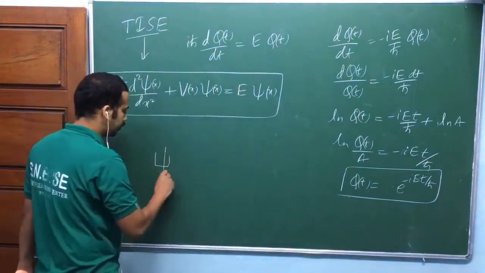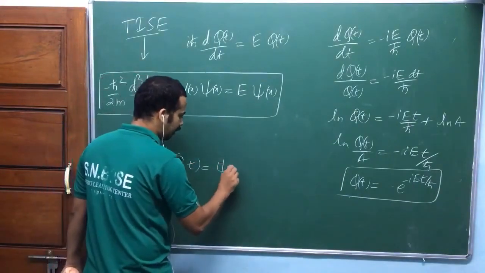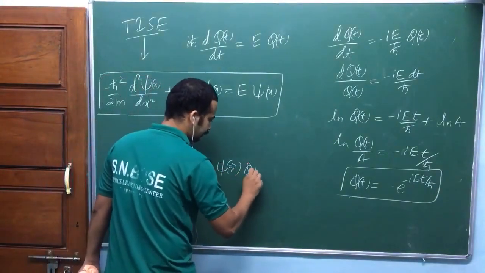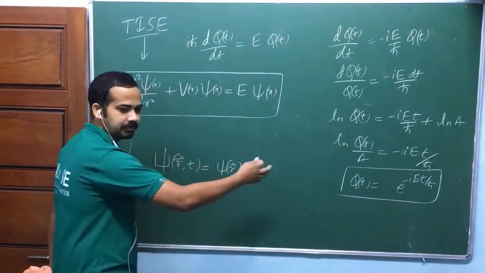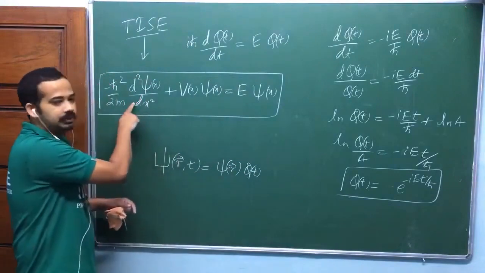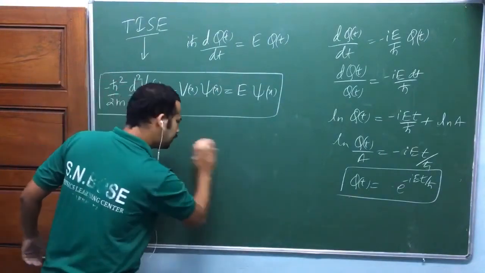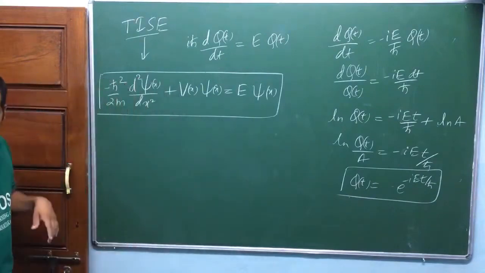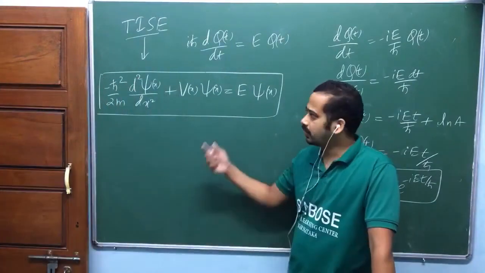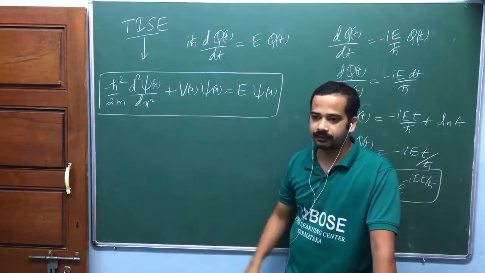Suppose you are talking about psi of r comma t, okay? Write it as psi of r phi of t. Spatial part one side, time part other side, and do the same step. So then del square will come here, just like I have written. Again, first we shall discuss 1 dimension, later we shall go for 3 dimension. In case of 3 dimension, del square will come here. That's again a 3-dimensional partial differential equation.